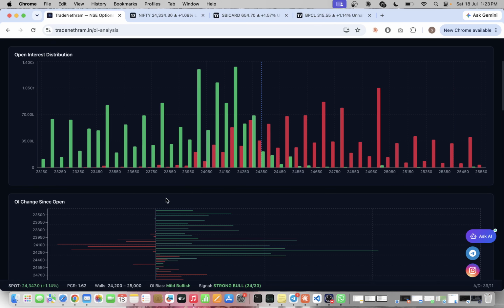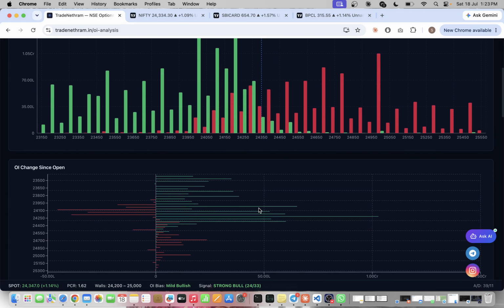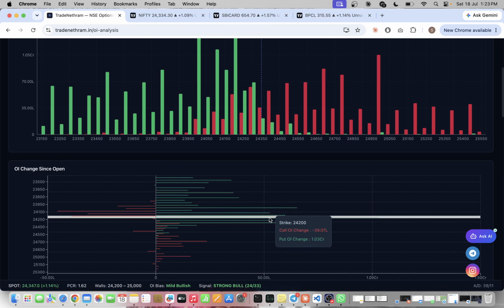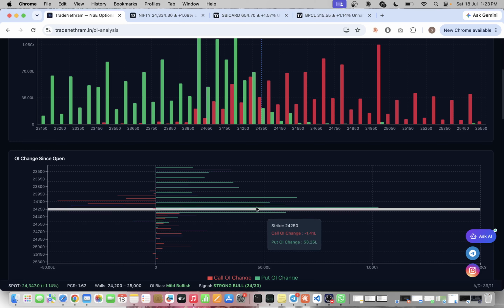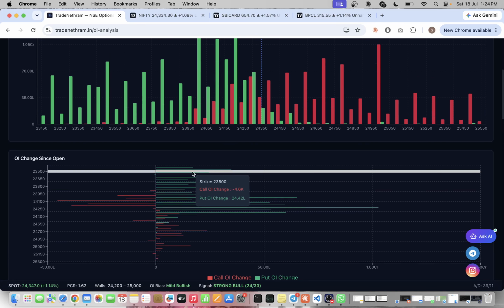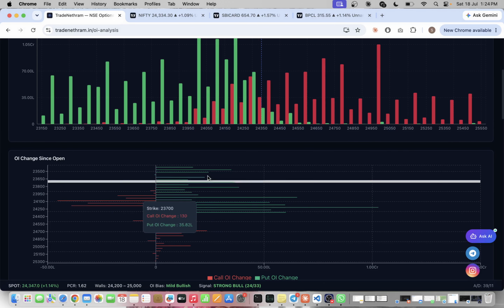So if the call writers are going away from the market, if they are squaring up the positions, obviously the market will go upside only. If the put writers are squaring up their positions, it will go down only. Okay, if any recent call contracts are being shorted, or maybe put contracts are being built up, based on that the market will move in either direction. So if you see greater green bars here, that means positions are building in favor of bulls, the market will go up. That's what this data is telling you.